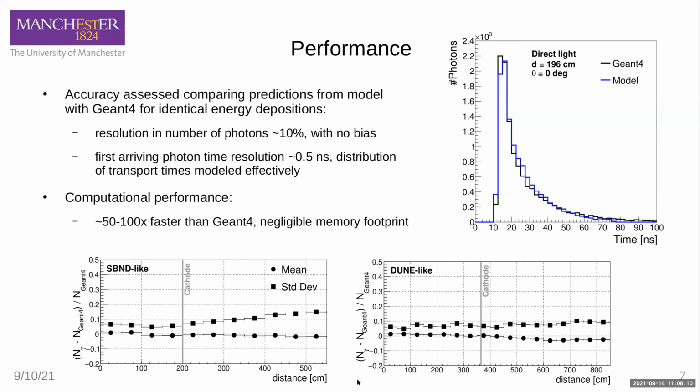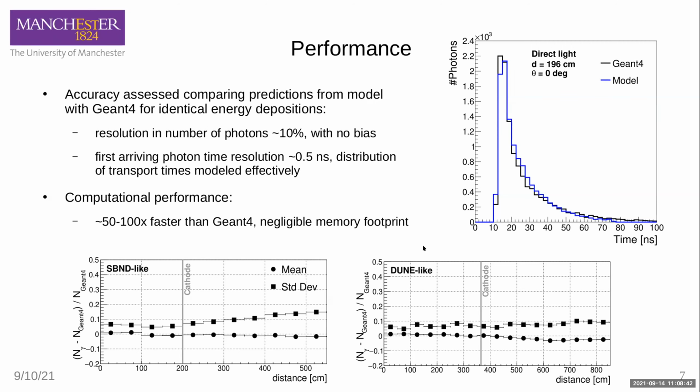The number of photons is predicted with a resolution of around 10% and with minimal bias in both cases. The performance is best when you're close to your photodetectors, where the vast majority of light is seen, but it degrades slightly as you get to larger distances. The first arriving photons, the fastest possible path, is predicted with a resolution of 0.5 nanoseconds, and the distribution of transport times can also be effectively modeled, as is demonstrated on the right here, which is showing the distribution from full simulation in Geant4 in the black and the prediction from the model in blue.